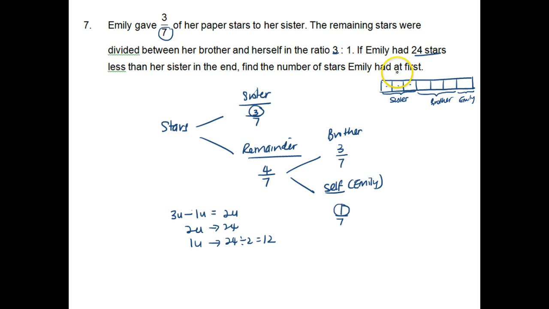Find the number of stars Emily had at first. Emily had 7 units. So it's 12 times 7. The answer is 84 stars at first.